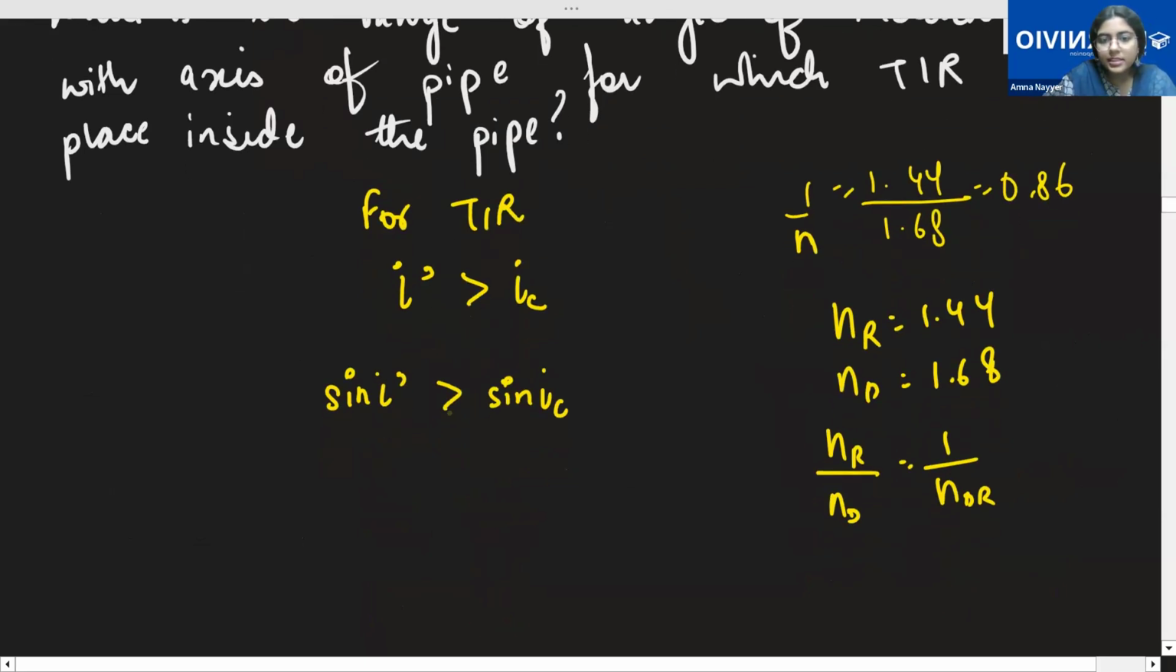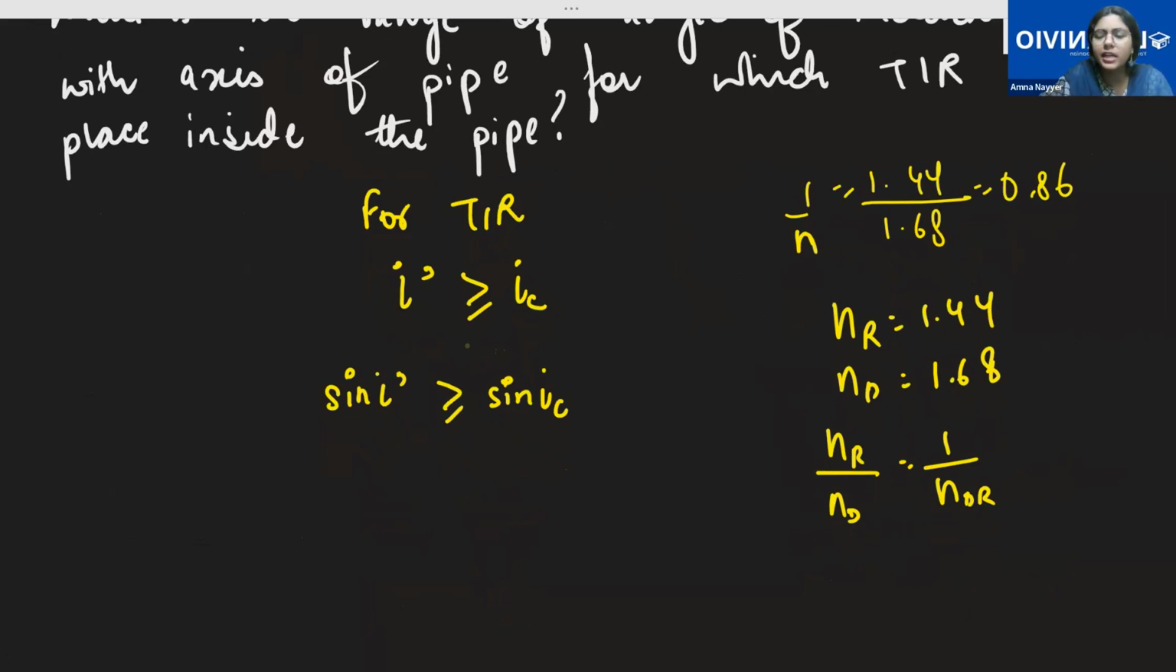So this will be greater than or equal to also. The last condition possible is equal to, but for TIR it is greater only. Equal to means almost equal to the critical angle, very slightly greater. That's why we put it, because it says range. Otherwise the greater symbol is sufficient, but put equal to also. So greater than or equal to this.